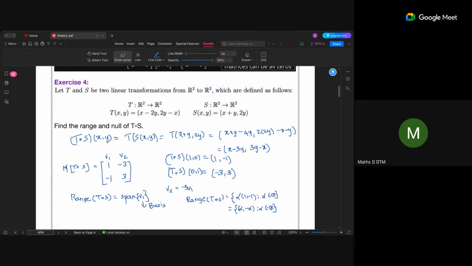Can you tell me what is the equation of the line? So this is your y, and this is your x. What is the relation between x and y? Y is equal to minus x. So this means x plus y equal to 0. Yes. Okay. Now similarly find the null of T composition S.